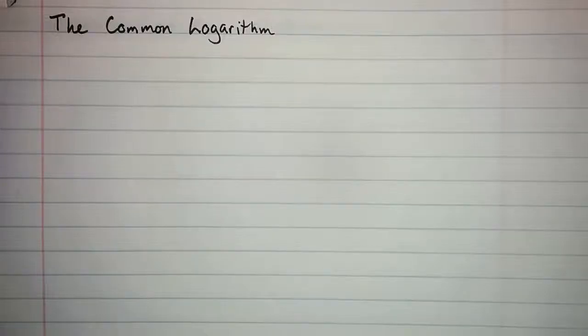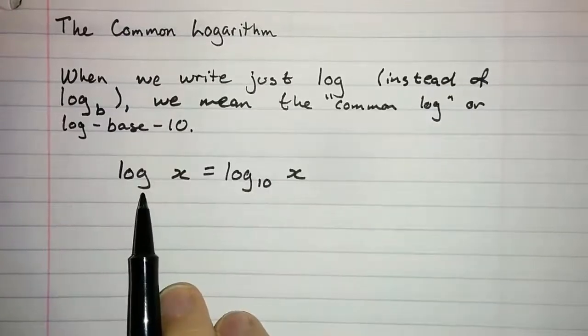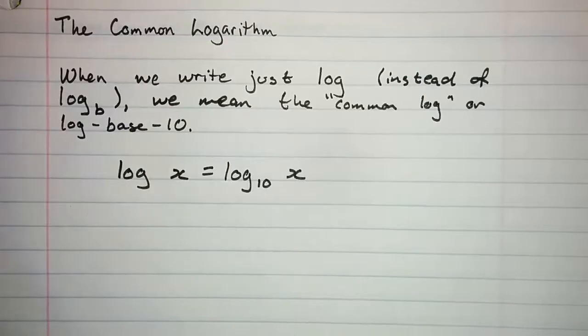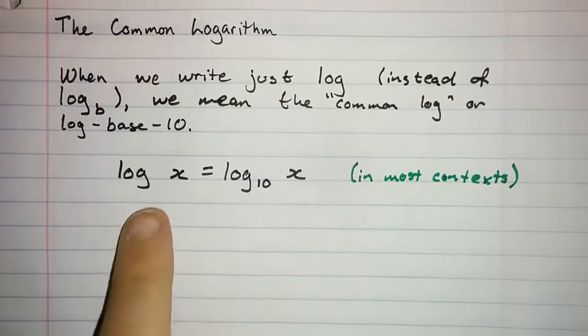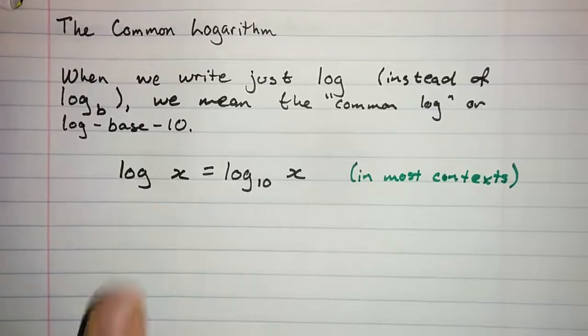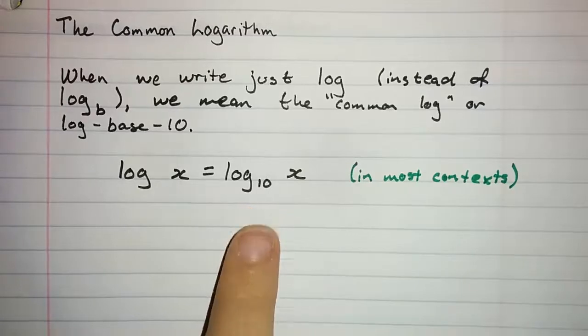What does it mean when we write log without a base? When we write log without a base, we are referring to the common log, or the log base 10. That is, if we just write log x, we mean the log base 10 of x. I should warn you that this is true in most contexts. If you ever find yourself in a context where it's not true, someone will tell you. But if you just see log x with no other information, it means log base 10 of x.